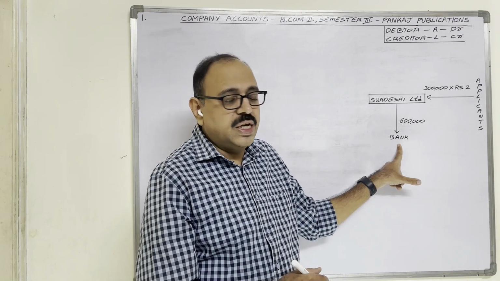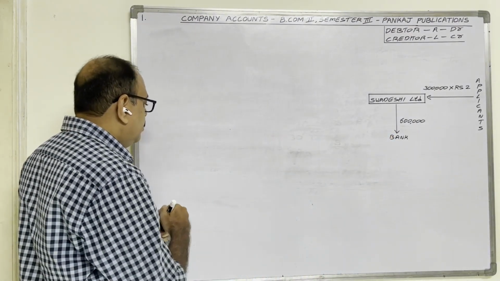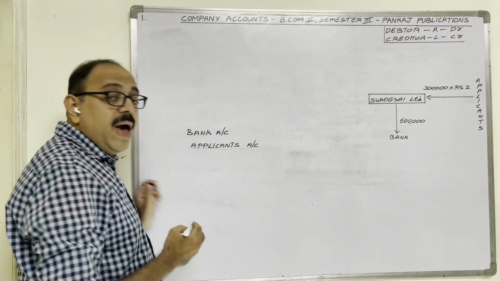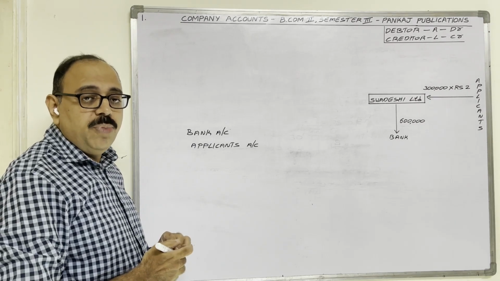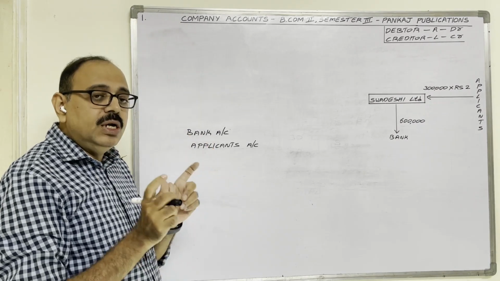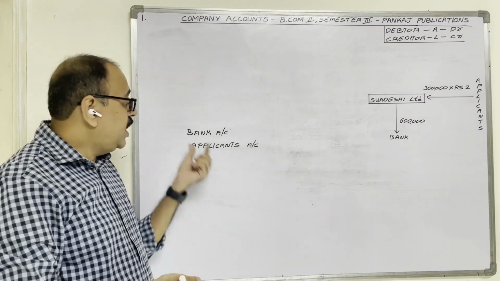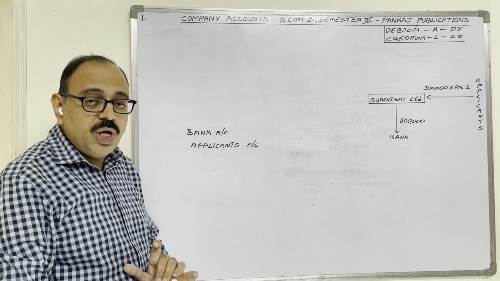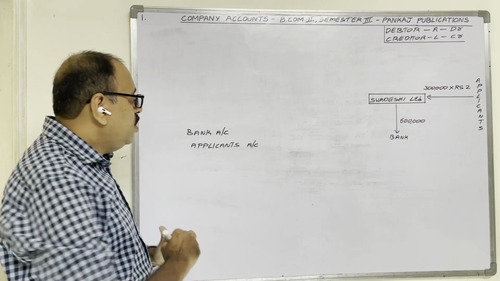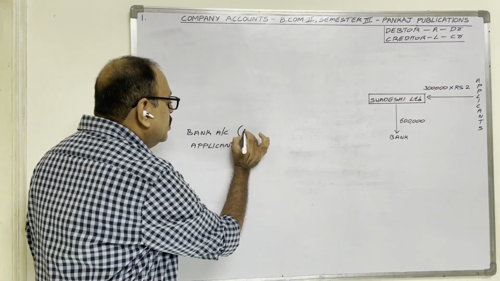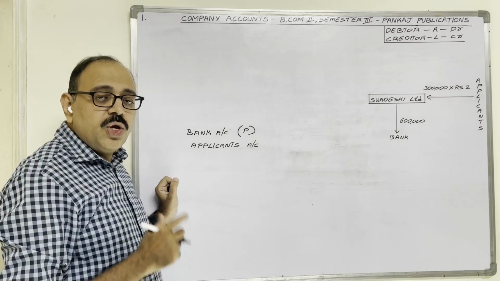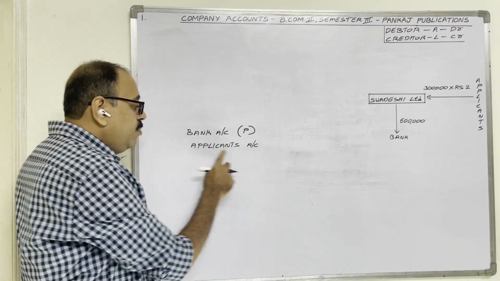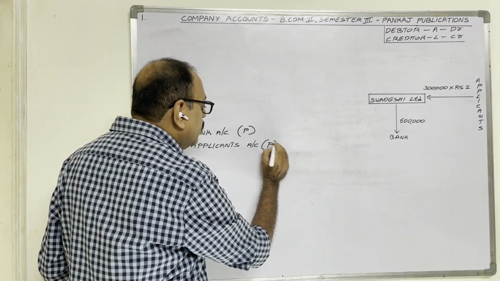So there are 2 accounts here. First one, bank account. Second account, from applicants money is coming, the applicants' account. Bank account is a personal account because bank means a particular bank name, for example, State Bank of India account, HDFC bank account. With the firm's name, if any account is opened, that is a personal account. Applicant's account, with a human being's name, when you open any account, that is also a personal account.